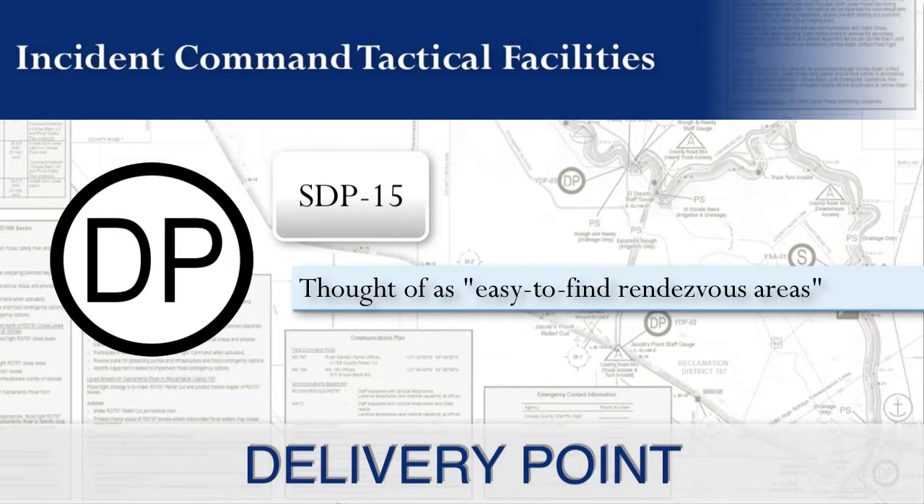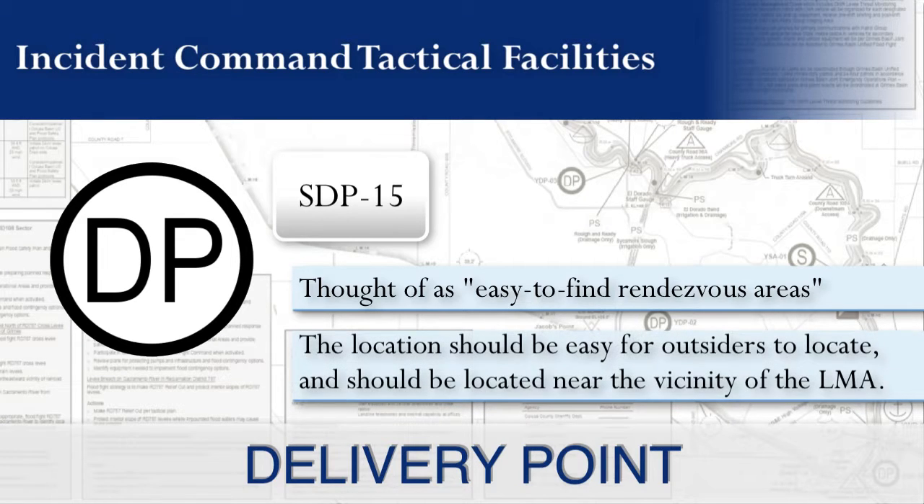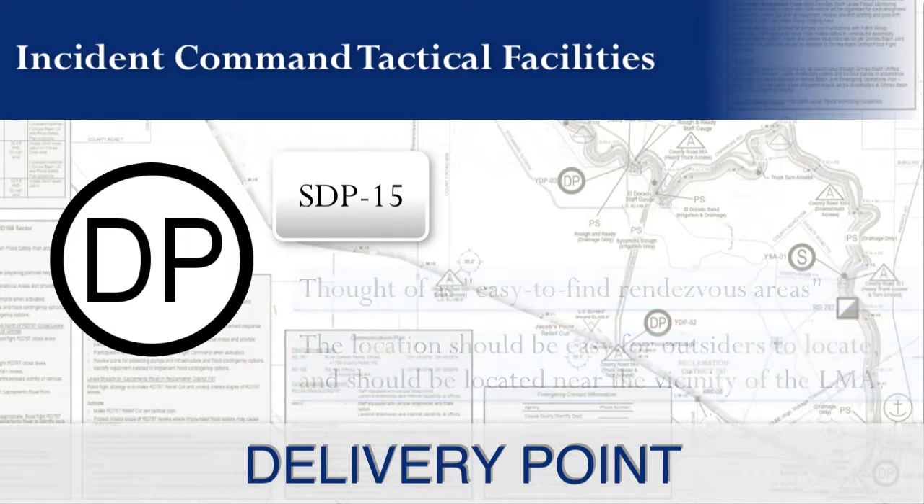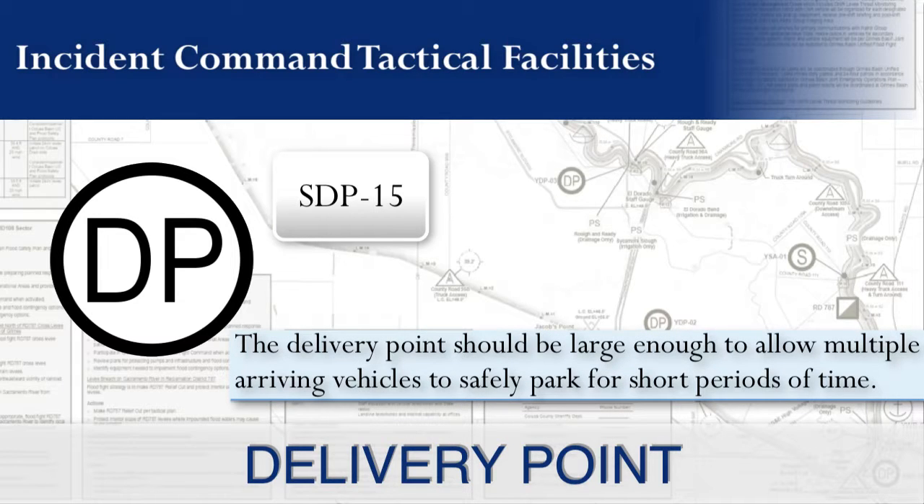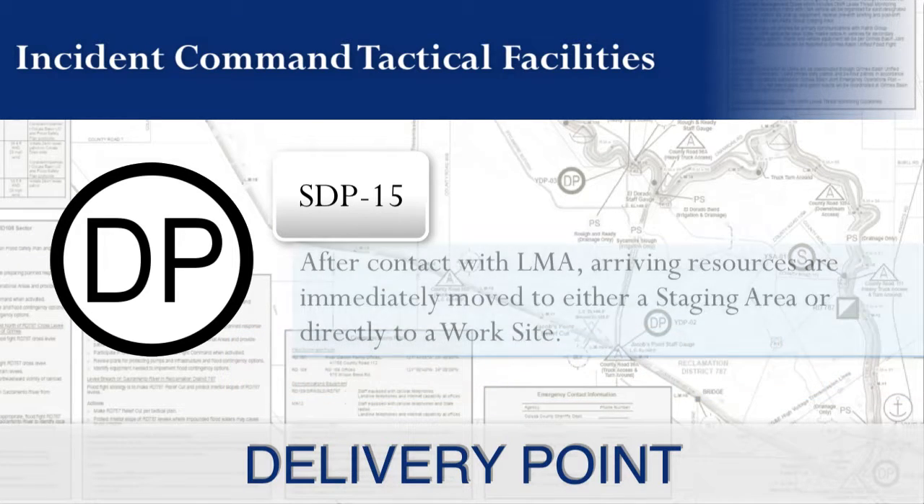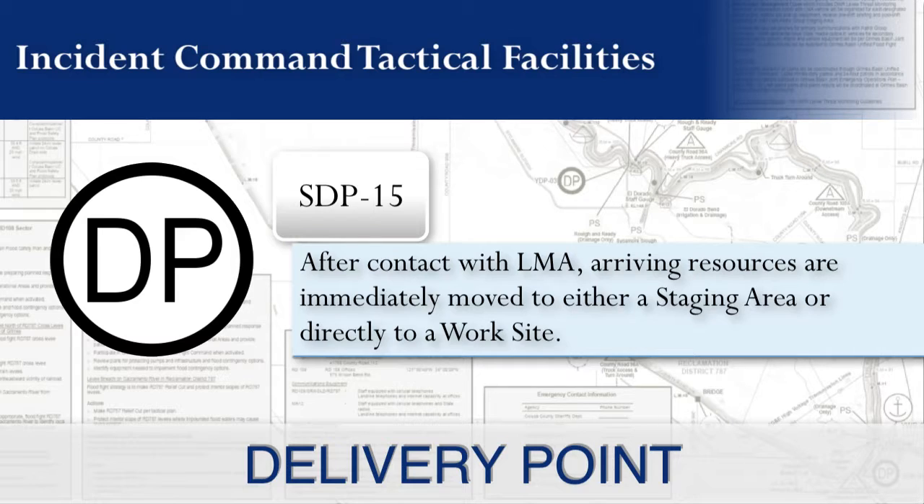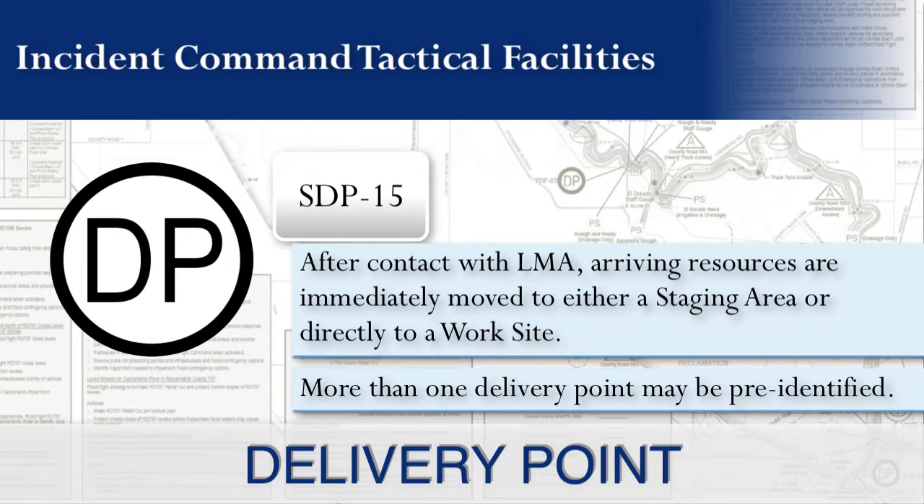The location of a delivery point, therefore, should be easy for outsiders to locate and should be located near the vicinity of the LMA. The delivery point should be large enough to allow multiple arriving vehicles to safely park for short periods of time. Once contact is made with the LMA, arriving resources are immediately moved either to a staging area or directly to a work site.